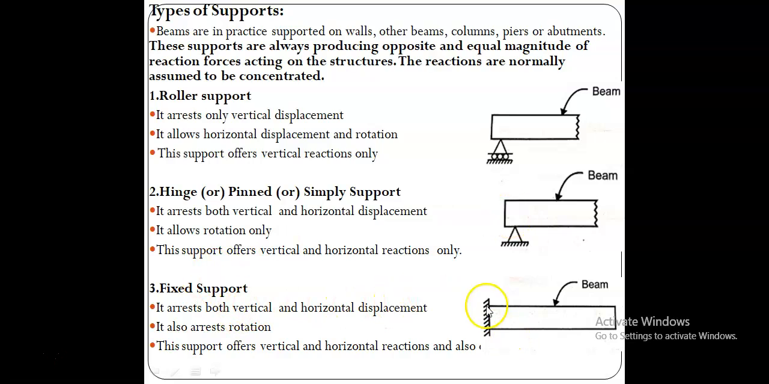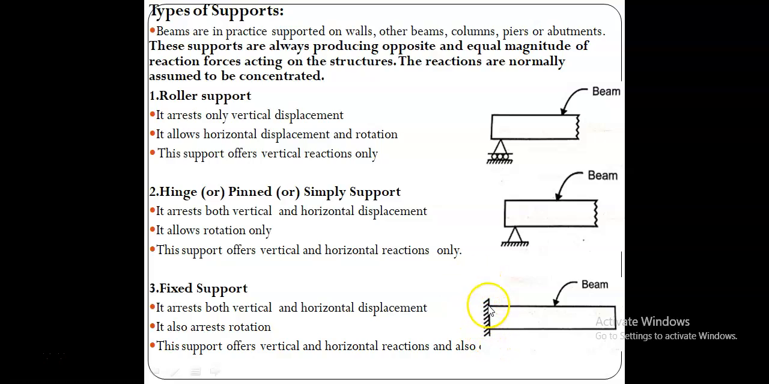Next we see the fixed support. This is another type of support. It arrests both vertical and horizontal displacement. It also arrests rotation. It doesn't allow any rotation, okay, there is no rotation taking place. So this support offers vertical and horizontal reactions, and also it is having the moment reactions.